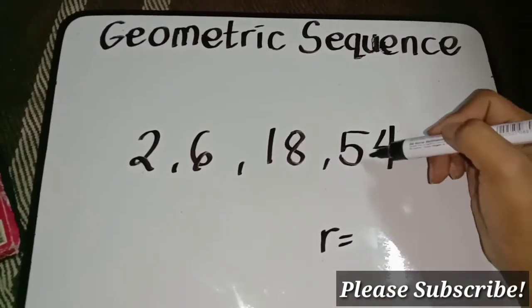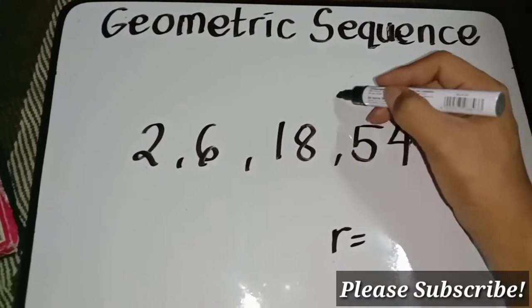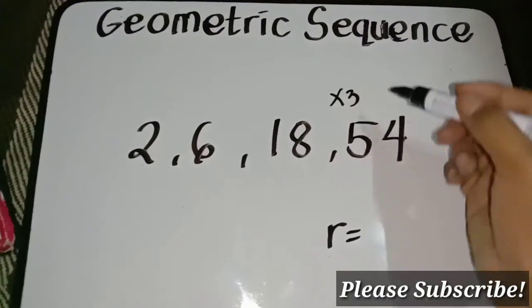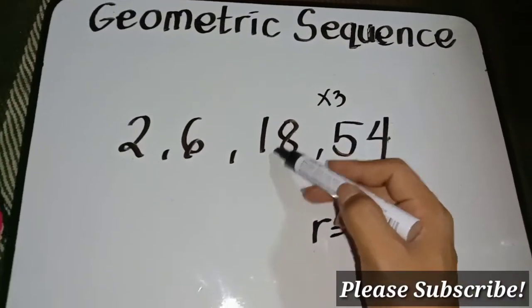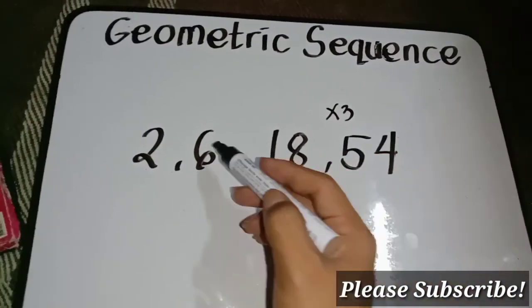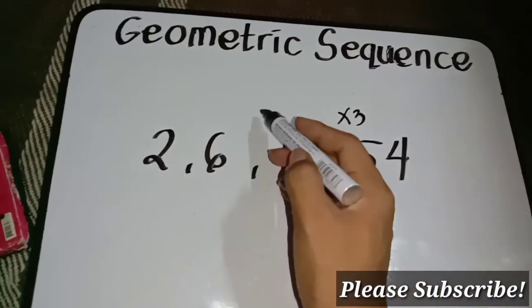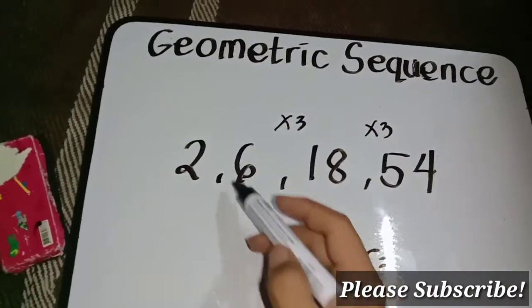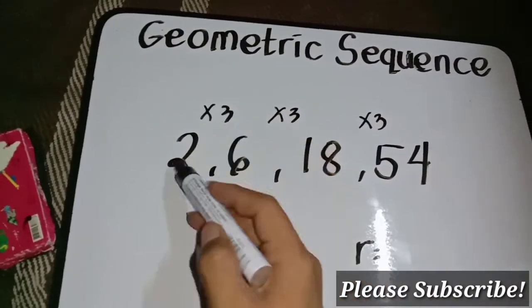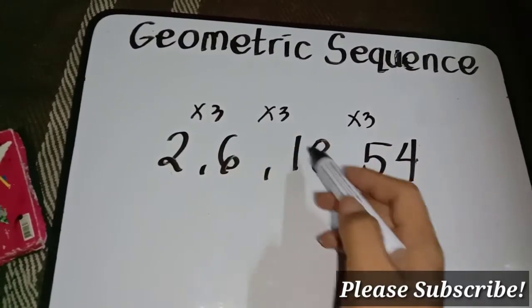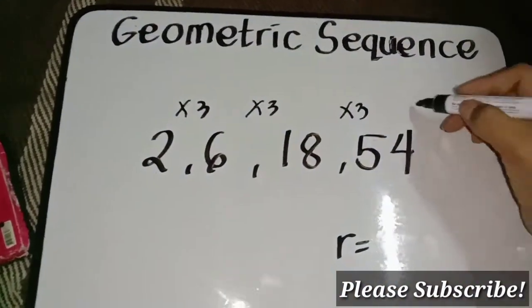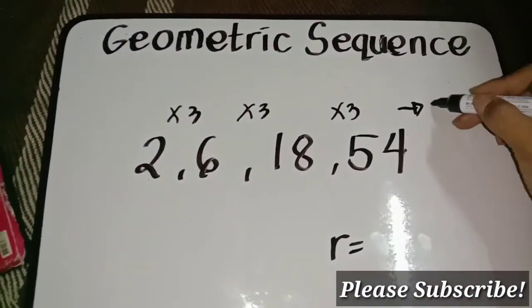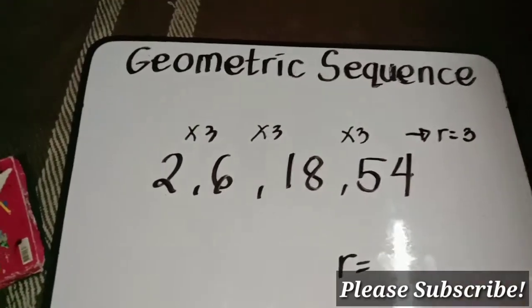So when we divide 54 divided by 18, so ang magiging sagot natin ay 3. So times 3 natin. So 18 times 3 is equal to 54. So 6 times 3 para mag-get ng 18. Tama ba? Ang kanyang ratio is 3 din. And then 2 and 6 is 3 din. So 2 times 3 is 6. 6 times 3 is 18. 18 times 3 is 54. So yung 3 natin, yes, siya yung tinatawag na common ratio.